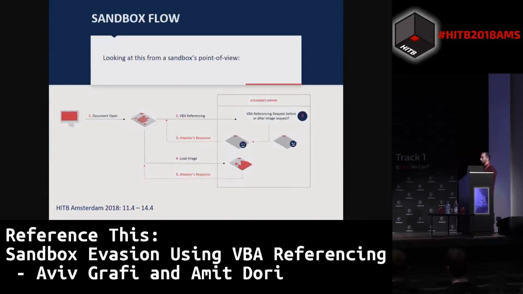From the sandbox side, the document is opened, no protected view, the VBA engine loads, causing VBA referencing. The attacker looks at this request and says, okay, I'm seeing requests for VBA referencing, no previous requests for images. I'm going to reply with the benign piece of code, the happy face. It's happy because nobody will be upset if he got it. So that's the attacker's response. The document is now loaded, and it continues fetching the other elements, in this case, the image from the attacker's machine. The attacker simply replies with the image, and we're done.